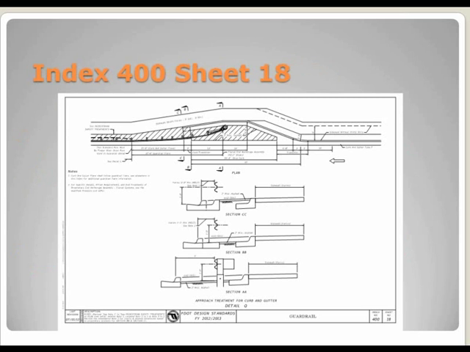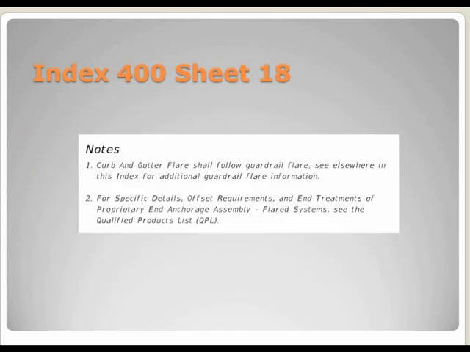This is sheet 18. These are the notes that we're talking about. And this is a note, curb and gutter flare section shall follow guardrail flare. See elsewhere in this index for additional guardrail flare information. And then note 2, for specific details, offset requirements, and end treatments of proprietary end anchorage assembly, flared systems, see the qualified products list. This was key, getting them to go back to the actual QPL so that they could get their information and their dimensions from the QPL list.